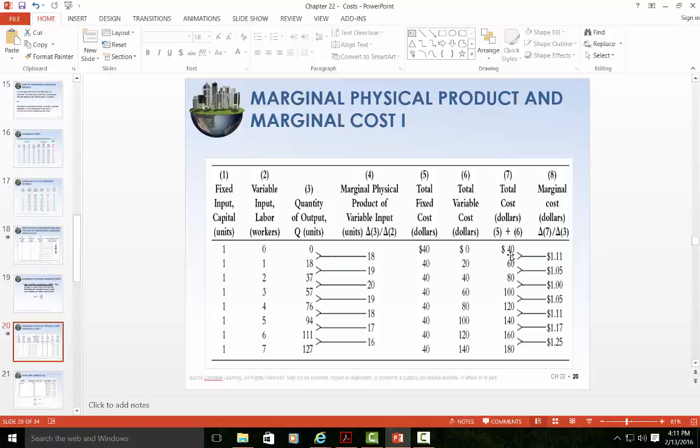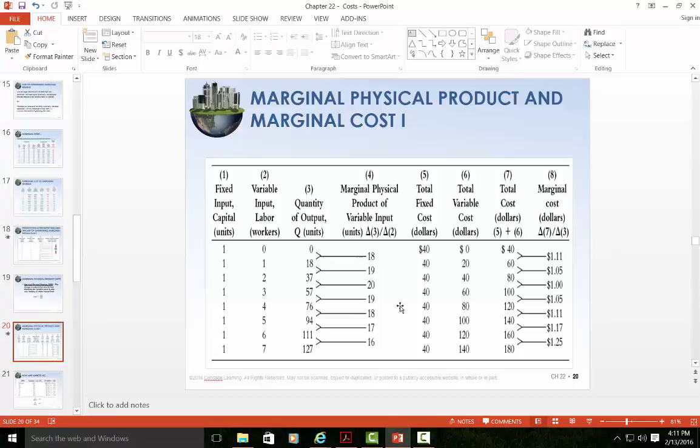So let me do a quick calculation on something, see if the book got it right. So 20. So here, right, this is 20. Change in 7, 40 to 60 is 20, right? And then the change from the first unit to the second is 18.